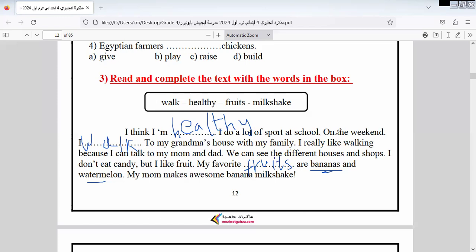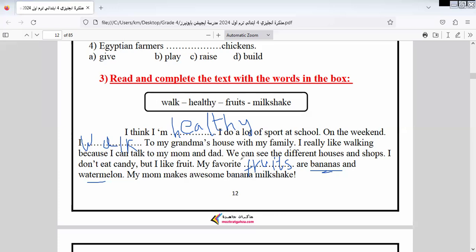You must have a sense when we read the sentence in English, to know if it's correct or has a mistake. I think I'm healthy. I do a lot of sport at school. On the weekend, I walk to my grandma's house with my family. I really like walking because I can talk to my mom and dad.